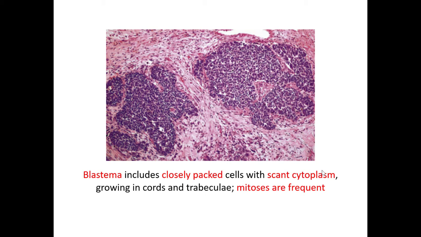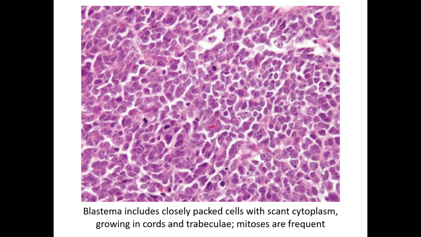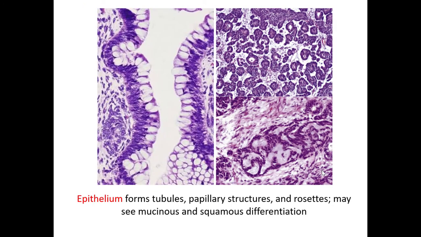The blastema elements are often closely packed and highly cellular. Again, they have scant cytoplasm. They may form cords and trabeculae, and mitoses are going to be frequent, as you can see here. The epithelial structures can actually vary from simple tubules to more complex tubular arrangements and even mucinous type epithelium. You can see squamous epithelium, you can see papillary structures.